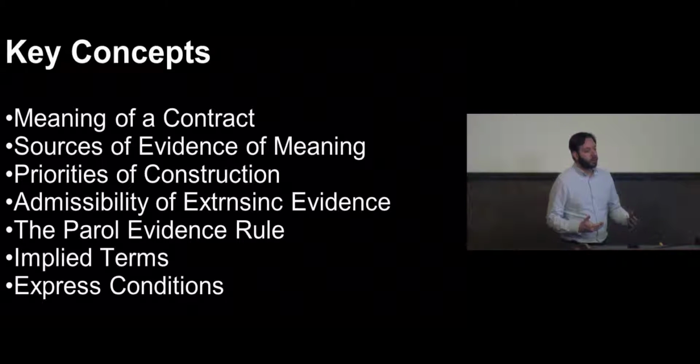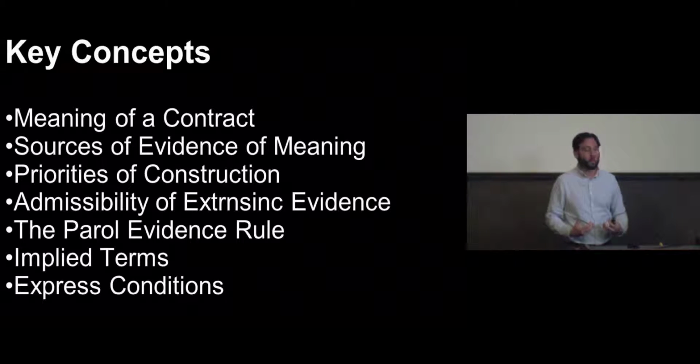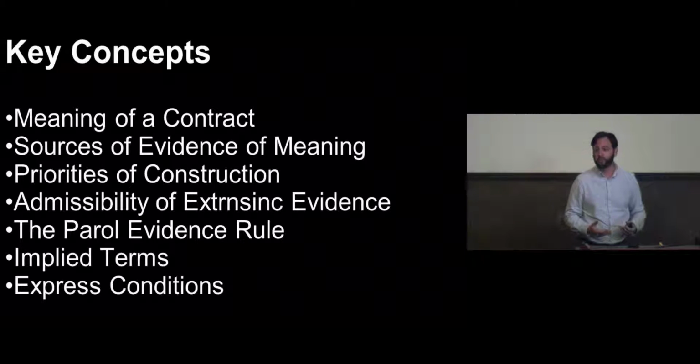What are the priorities in those sources? Which of those sources will be more or less important to courts? We're going to talk about extrinsic evidence as opposed to the intrinsic evidence within the four corners of the document, which leads us into the parol evidence rule, the test of admissibility of a particular kind of extrinsic evidence, typically preliminary negotiations that have to do with the contract terms.